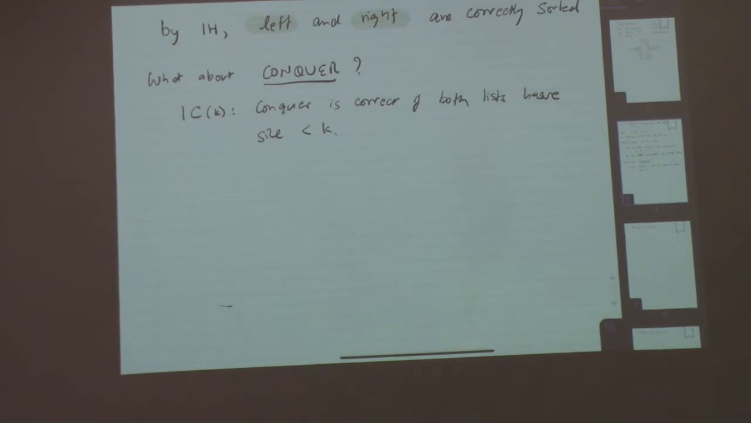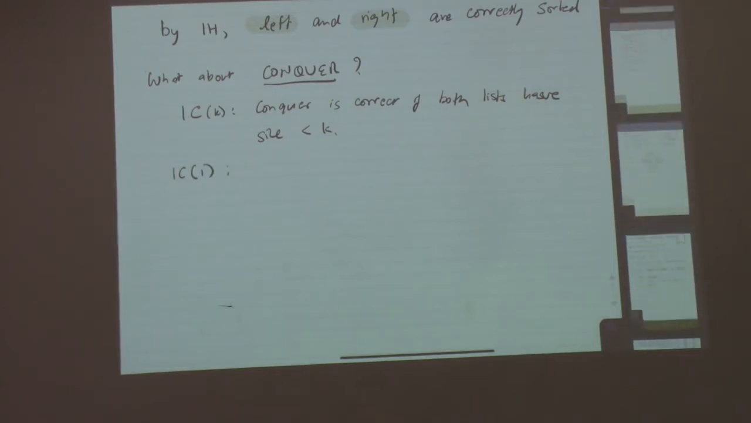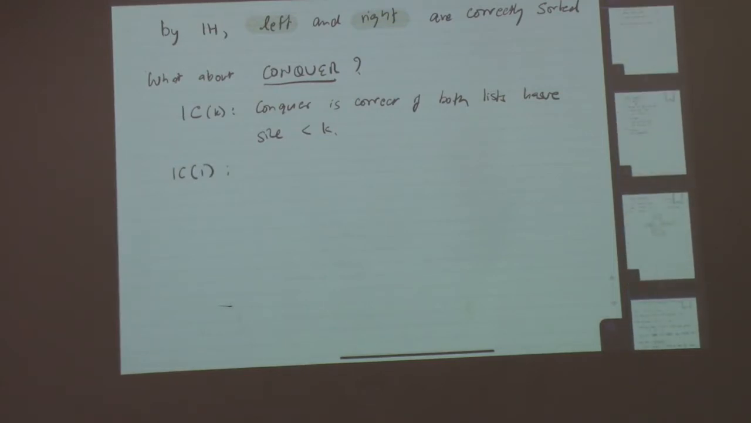Let's look at the base case, let's say k equals 1. In the case of k equals 1, if you recall how it works, you just take the two elements, compare them, put the smaller one first, and put the one that's left next. So the base case is true. And then there's the induction hypothesis.